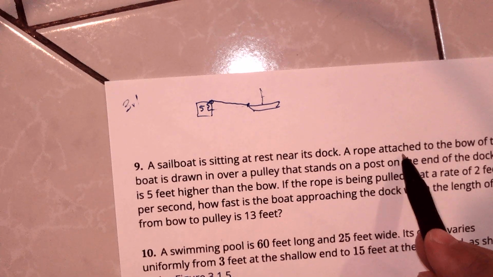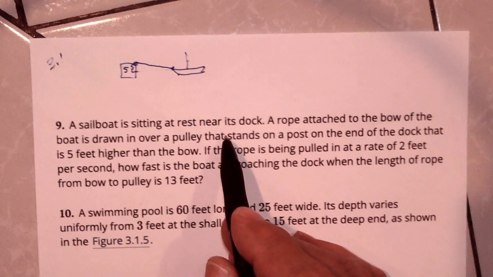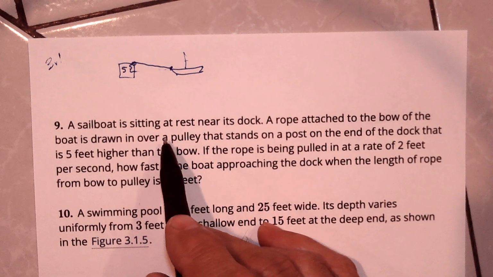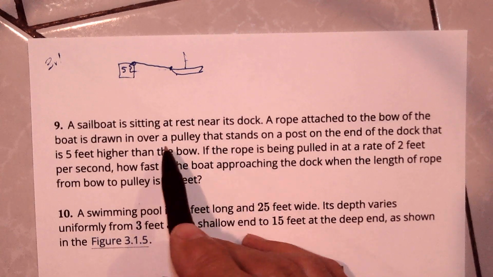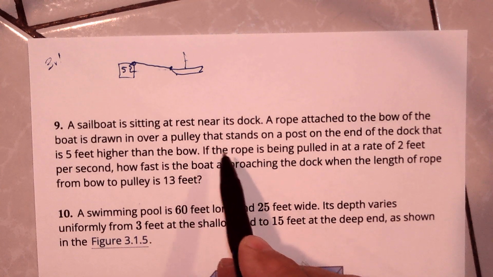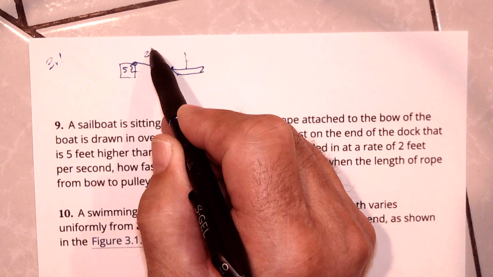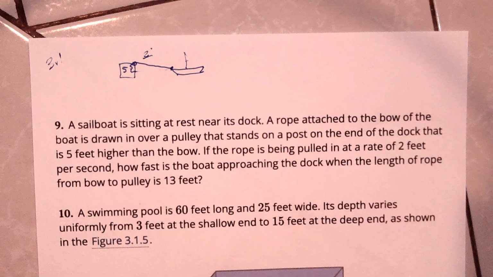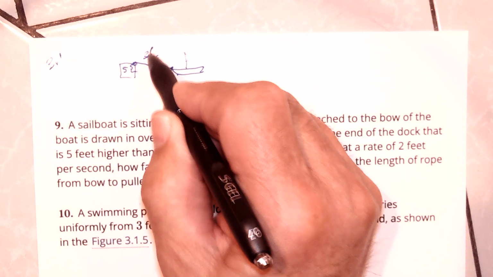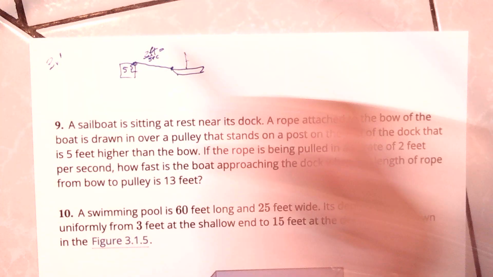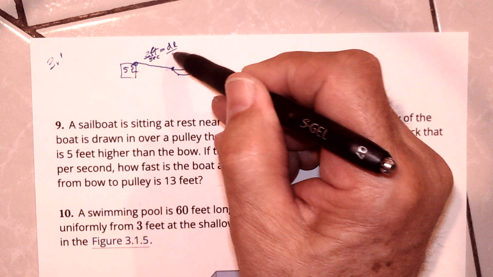The rope is attached to the bow. The boat is drawn over the pulley, drawn in. The rope is being pulled in, and if the rope is being pulled in at 2 feet per second, that is a rate: the length of the rope, dL/dt.